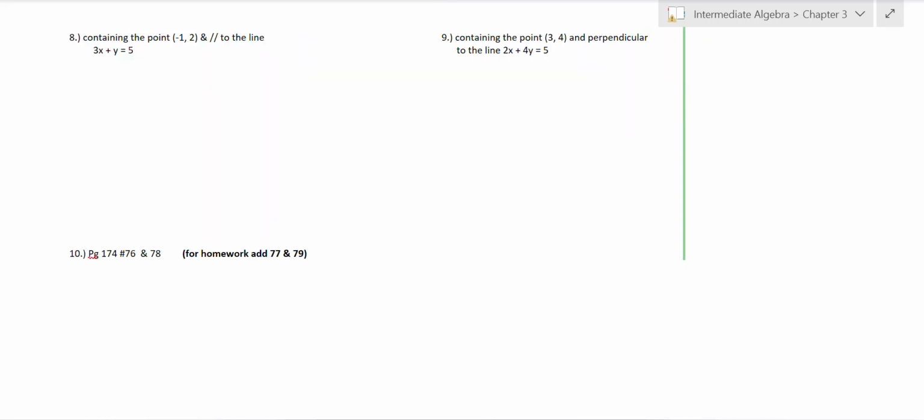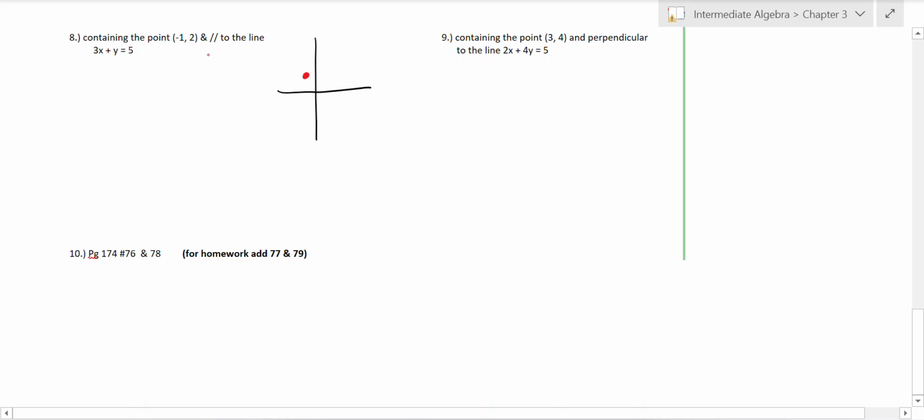One of the final two that we're going to look at is looking at it with a parallel and perpendicular line. We want to create an equation that goes through the point negative 1, 2, but is parallel to the equation 3x plus y equals 5. So let's make sure we understand what we're trying to get at first. So here's the point negative 1, 2 right here.